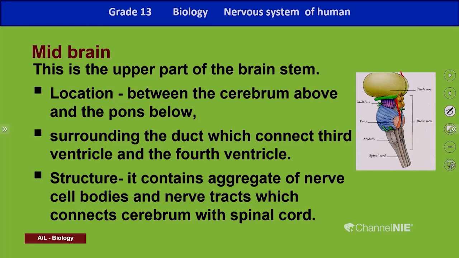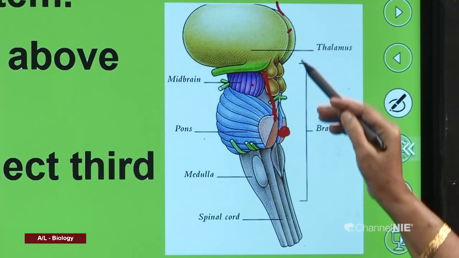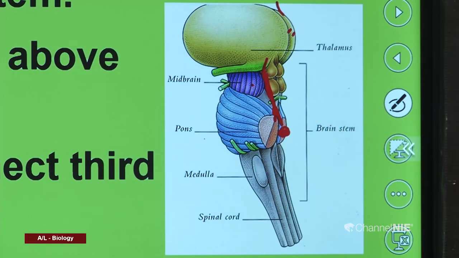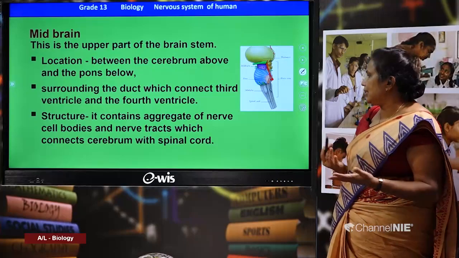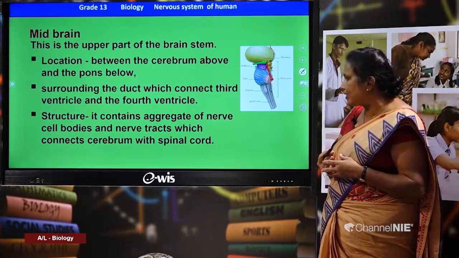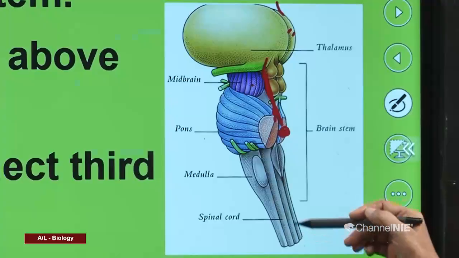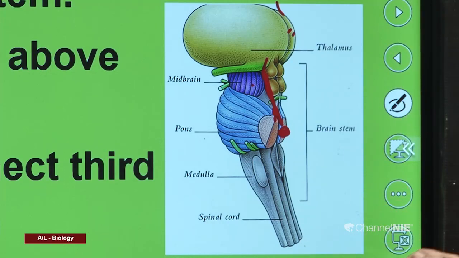The fourth ventricle is present in this region, the third ventricle is present in this region. So, these 2 connect together by a duct through the midbrain, right. Then the structure contains aggregates of nerve cell bodies and nerve tracts which connect the cerebrum with the spinal cord. The cerebrum is in the top region, the spinal cord below.